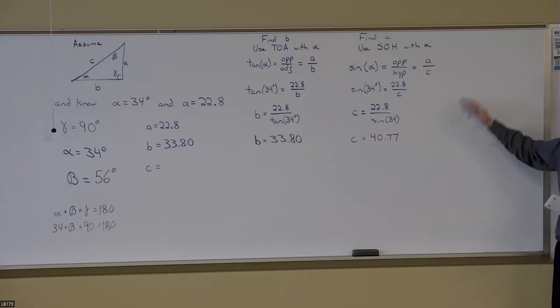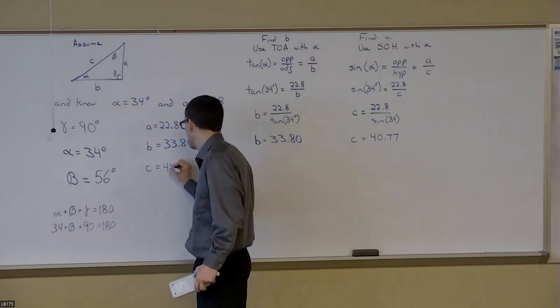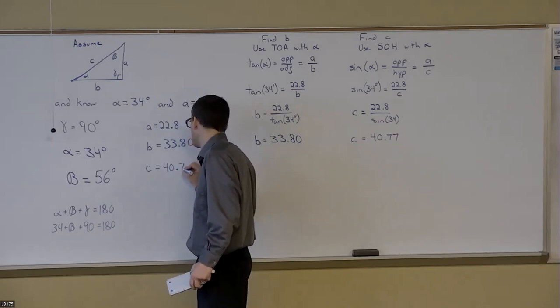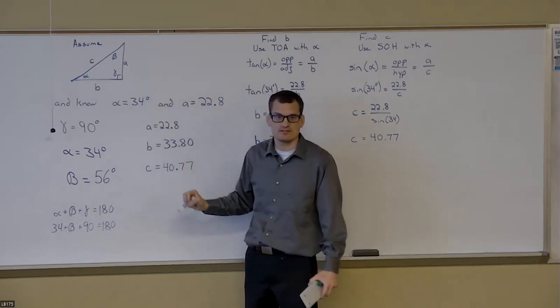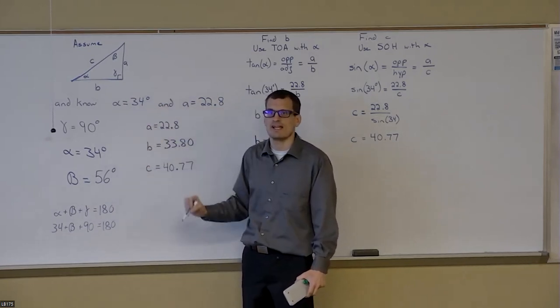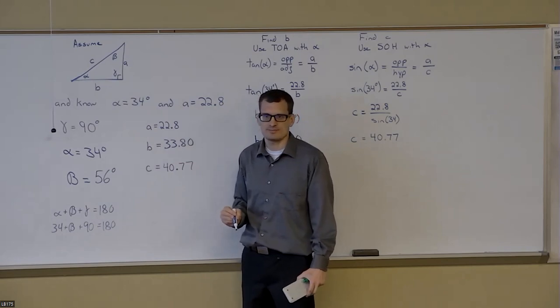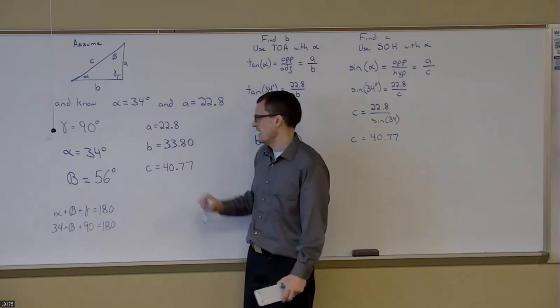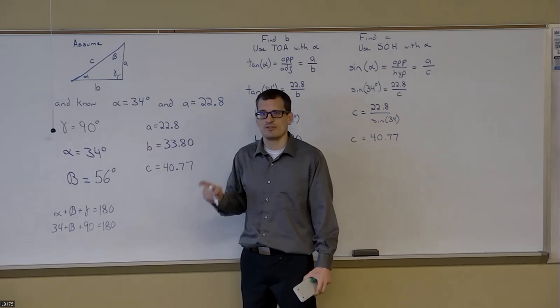So that's what I would do. And I would just write 40.77 in for C. And now I've solved the right triangle. So I have all three angles and all three sides. I found all the measurements of the angles and all the measurements of the sides. So I've solved the right triangle.